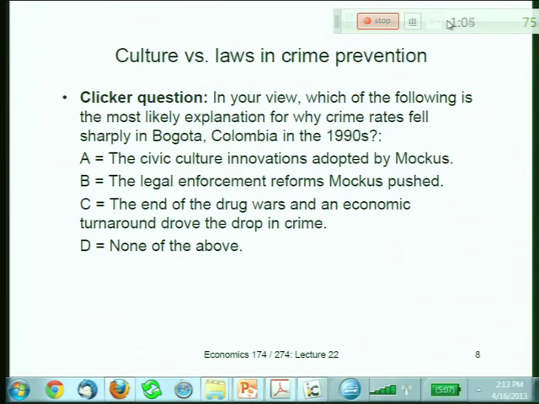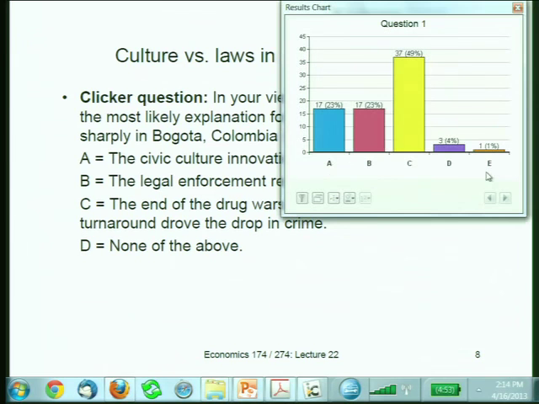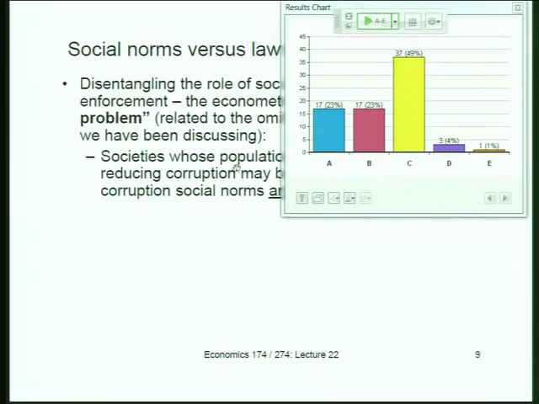Okay, so it's pretty interesting, actually. You guys are pretty evenly split, with a lot of people thinking maybe the cultural interventions are important, an equal number thinking legal enforcement is important, but many of you actually pointing towards much broader factors as driving the drop in criminality. So that's very interesting. I of course don't have an answer to this question, but it's interesting to see that views are quite dispersed on this issue.